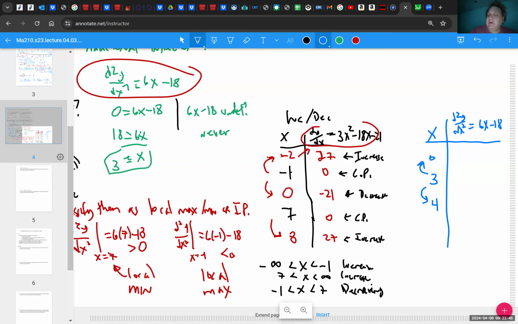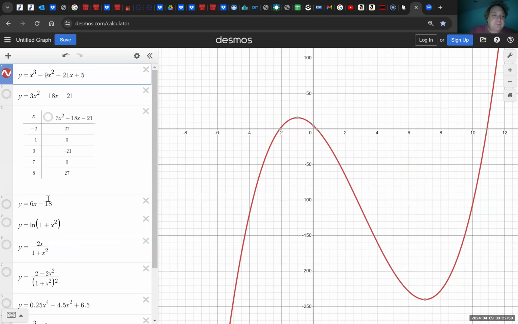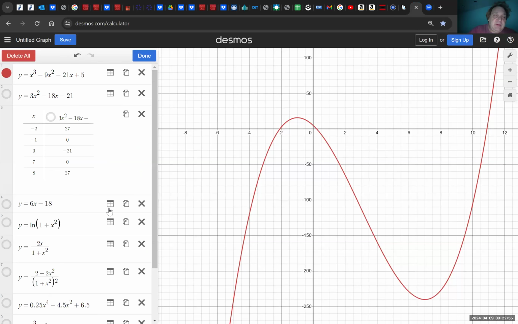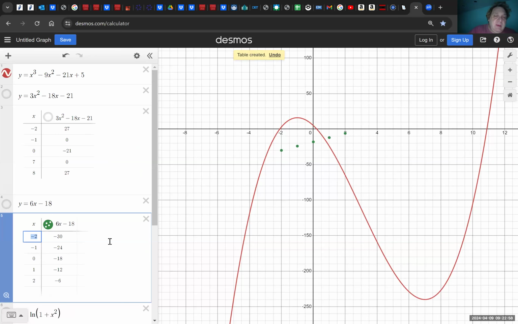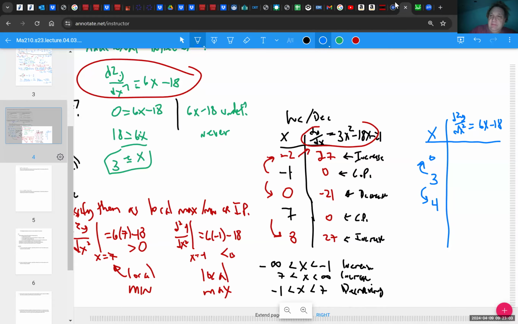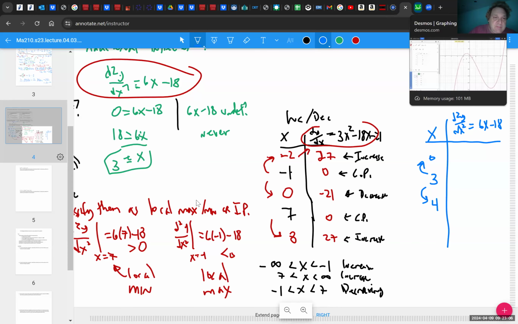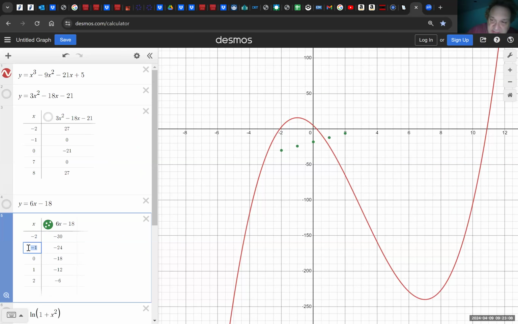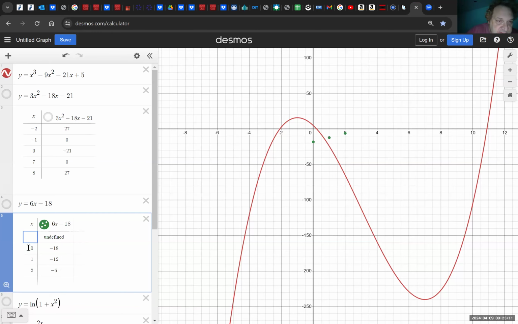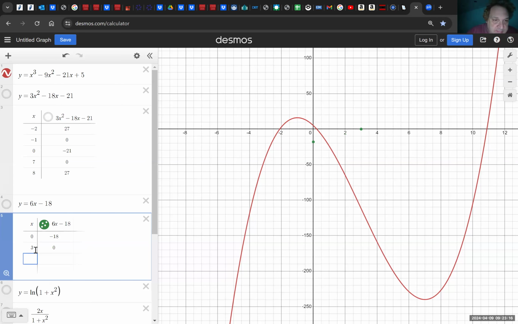So I'll take my second derivative equation and I'll plug in some numbers. And I made some space for that here in Desmos. So here's my second derivative equation, 6x minus 18. I'll just turn on the little table here. And let's see, we have the numbers. What did I choose? 0, 3, 4. So I can get rid of these guys. 0 and 3 and 4. So we have -18, 0, and 8.